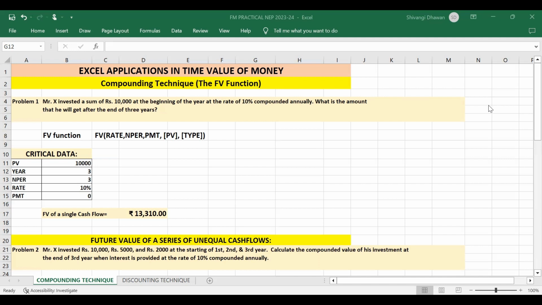So let's understand the first case, that is to calculate the future value of a single present cash flow. Suppose you have a problem. Mr. X invested a sum of rupees 10,000 at the beginning of the year at the rate of 10% compounded annually. What is the amount that he will get at the end of 3 years?